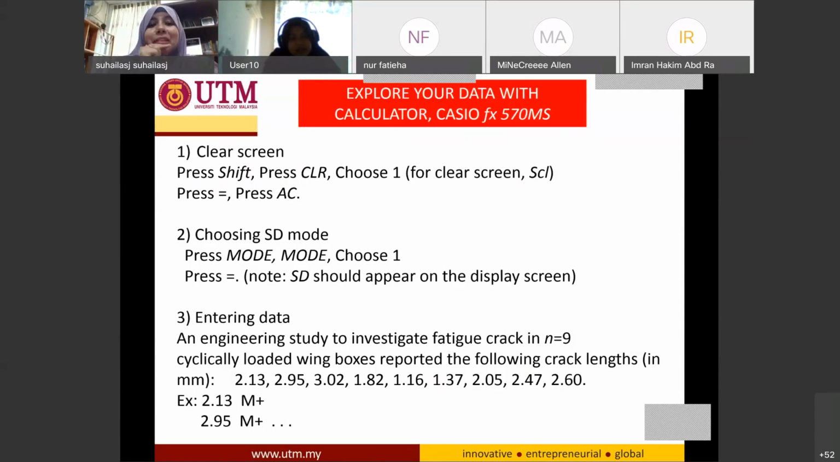Kalau kamu perasan. Okay, if you have your calculator, sambil saya bercakap tu, you try. First tu you clear screen. Nanti saya tunjuk dulu untuk MS ni. Kalau yang untuk satu lagi, ES pun saya rasa sama. Clear screen, that means shift CLR, choose one. So you will have SCL, SCL tu maksudnya stats clear. Lepas tu press balik equal ke apa ke, on balik.